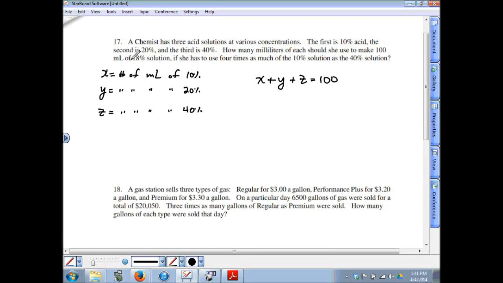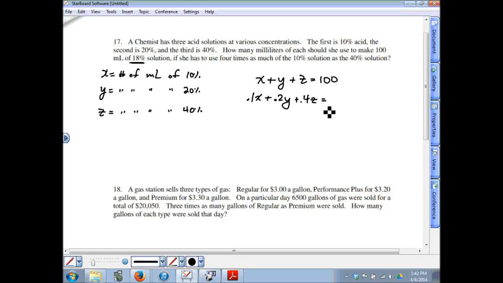Now it says here that the 100 milliliters has to be 18% concentrated. So now we have to start talking about the concentration. So we're going to have 0.1, 10% of x, because the x solution is 10% concentrated. So we're going to have 0.2y plus 0.4z.